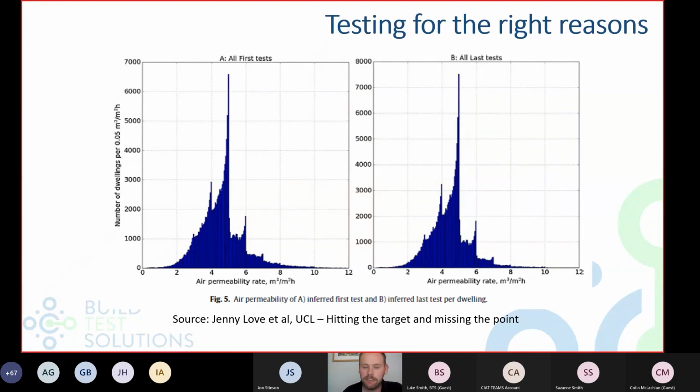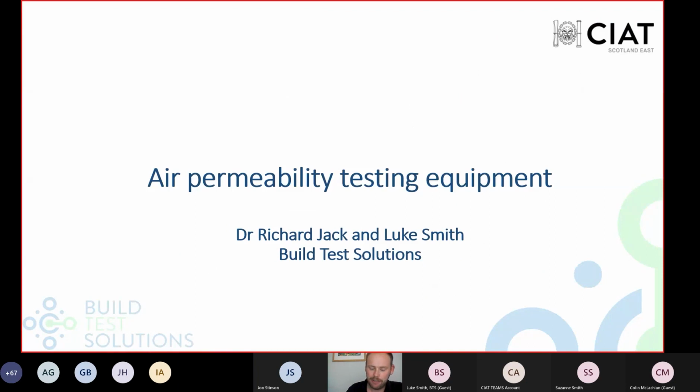So what does that mean for the tests? Well, it could mean a lot of things, but it feels a lot like before the final test was carried out, we went round and gunked up the gaps temporarily to meet the regulations. So we've got to make sure we test for the right reasons. I've given a bit of a background on BTS, measurement and air tightness, and I'm going to hand over to Luke to talk specifically about Pulse.